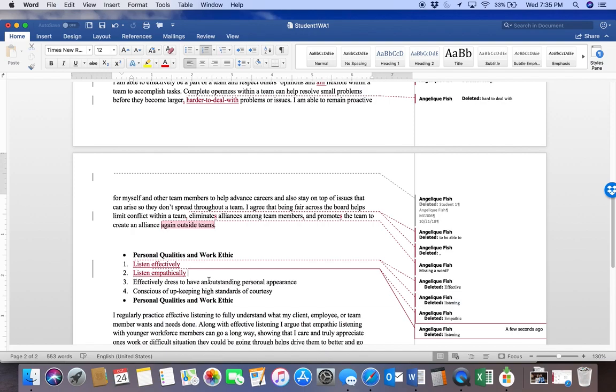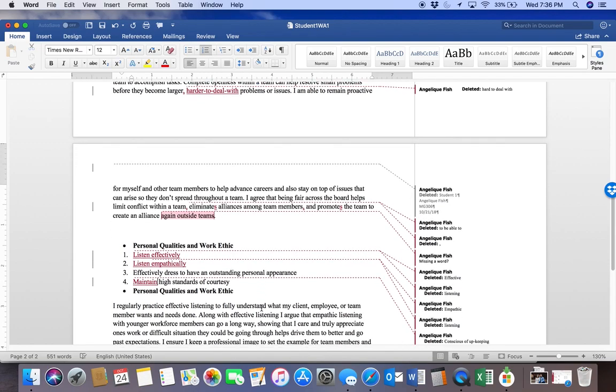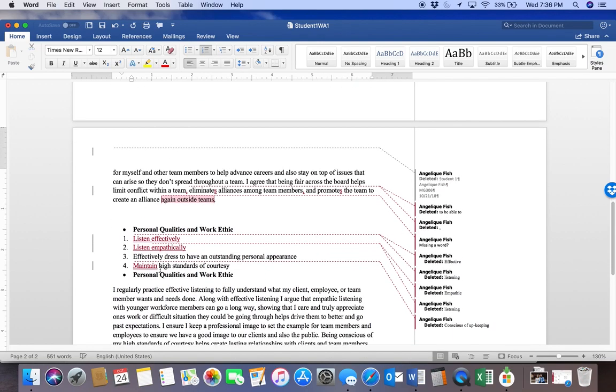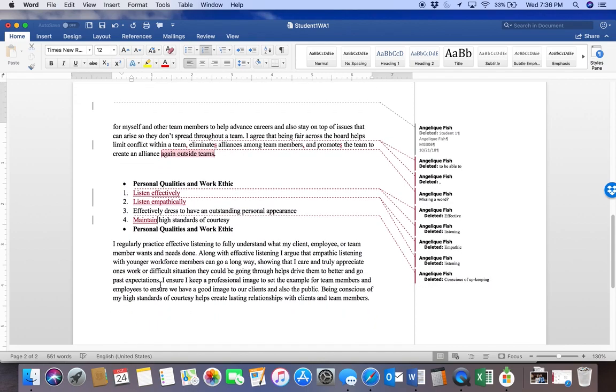Effectively dress. To have an outstanding personal appearance. Conscious of upkeeping high standards. So we'll just say maintain high standards of courtesy. That way these all start with verbs. Alright. I regularly practice effective listening to fully understand what my client, employee, or team member wants and needs done. Along with effective listening, comma, because we use a comma after an introductory expression. Oops, and let's put that comma in the right spot.